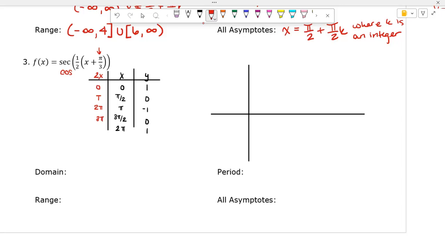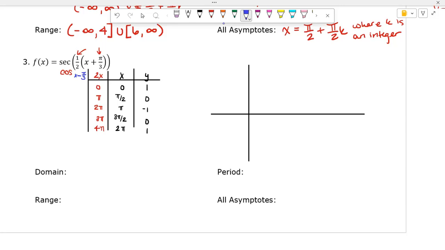And 2 times 2 pi is 4 pi. Okay, so that's just taking this b value. All I did was do my horizontal stretch by a factor of 2. And then what I'm going to do now is apply that horizontal shift, which is going to be taking my x values and subtracting pi over 3.